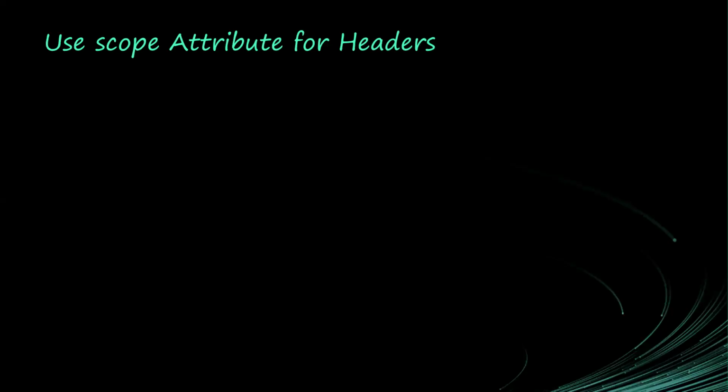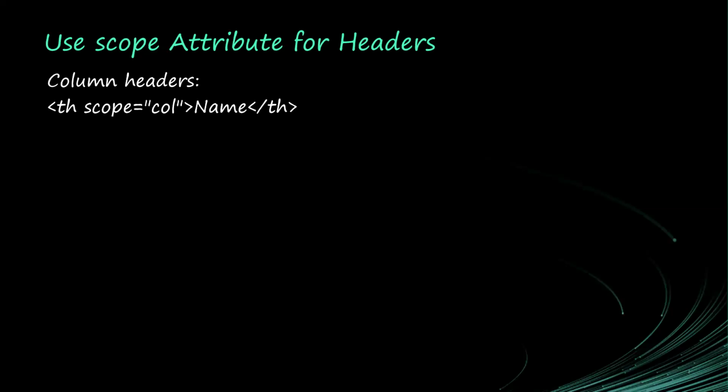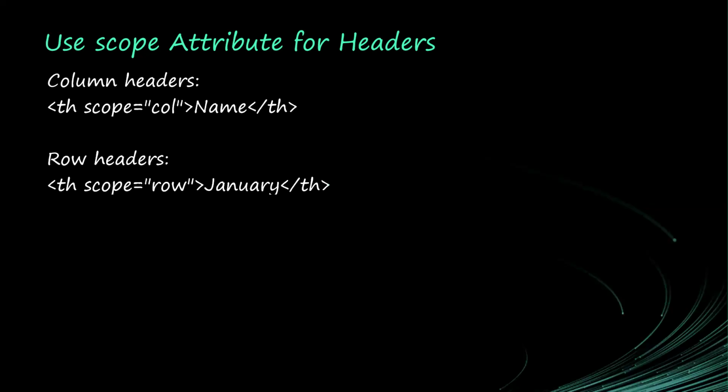Always use the scope attribute. Use the scope attribute for your headers. So you could have some headers for the column. You could have headers for the row. So make sure you're using scope. So this scope is telling us that this th is actually a column header. Okay, we can also use it for row headers too. You use the scope and give it a value of row.